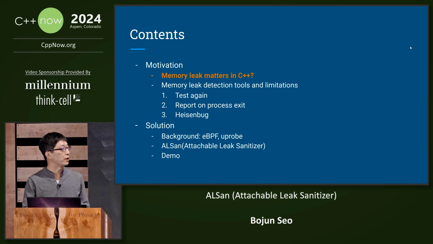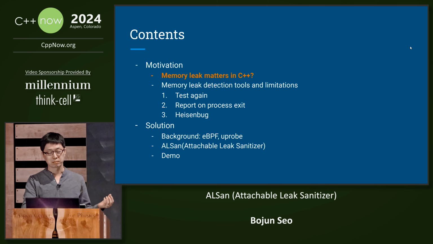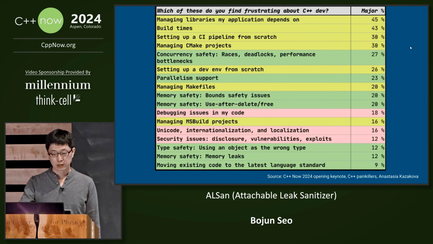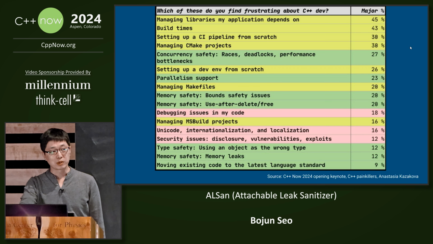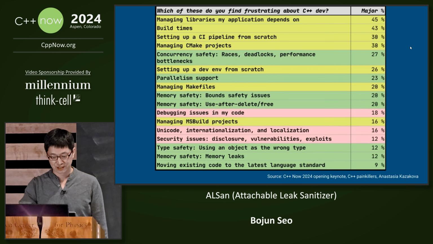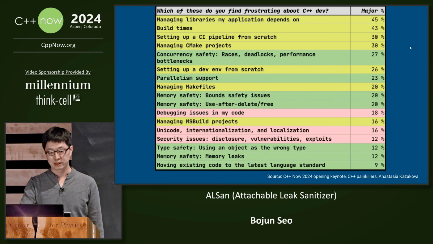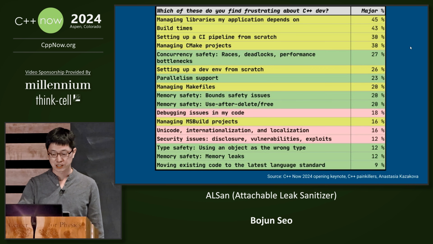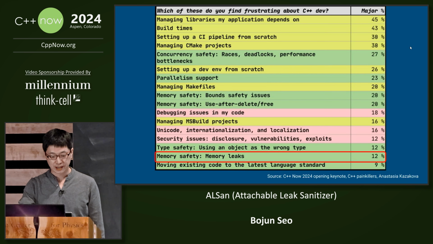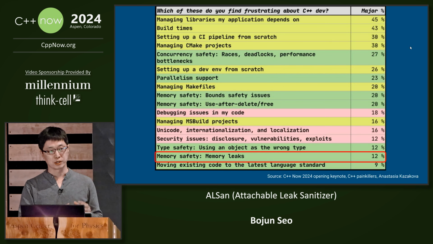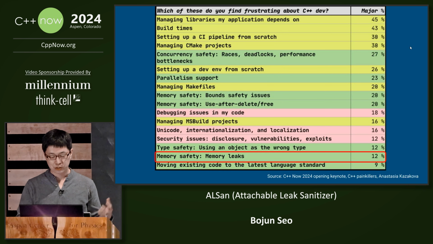First, let's check whether the memory leak problem still matters in C++. This is the table we've seen before, in the opening keynote. Here you can see that the memory leak problem is still a major, frustrating issue in developing C++.